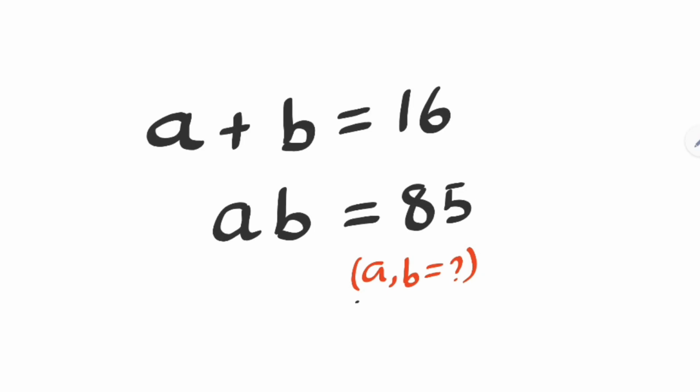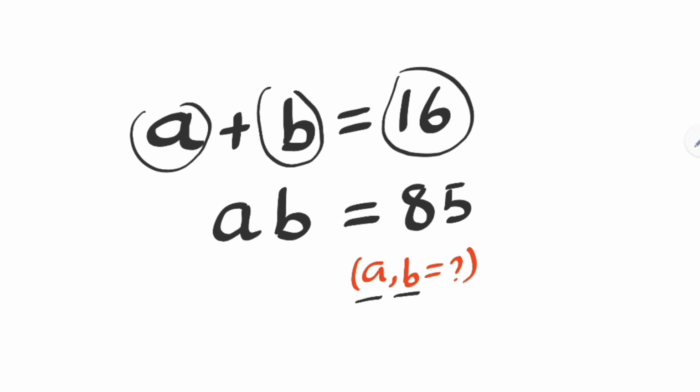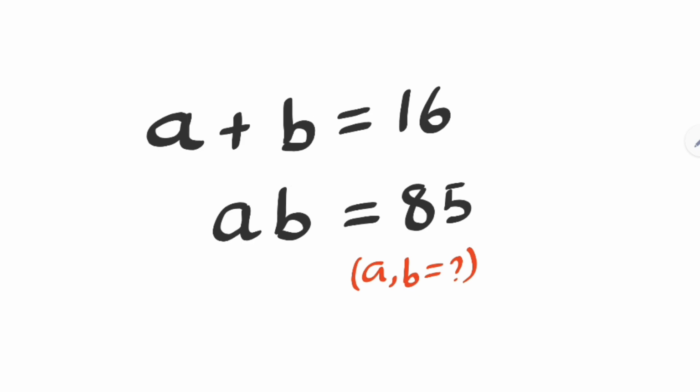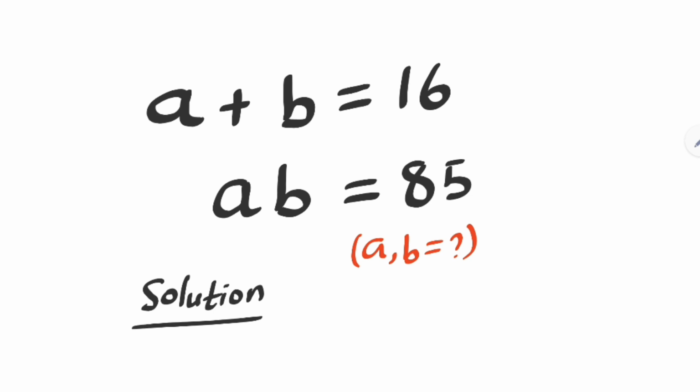Hello, let us solve for A and B given A plus B is equal to 16 and AB is equal to 85. Now here, A plus B is equal to 16. Let us call this equation 1. Then AB is equal to 85. Let us call this equation 2.